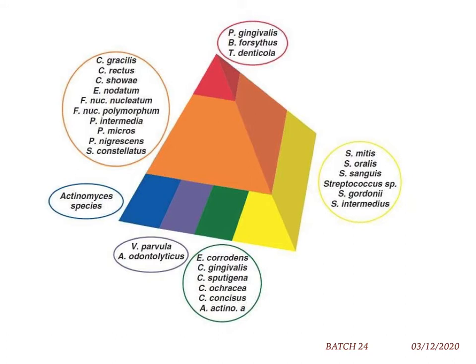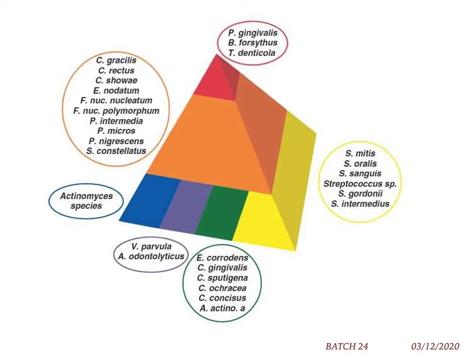Why is it named red complex organisms? Because it takes blood as its food, because these organisms grow with protein. Unlike Streptococcus organisms, which require carbohydrate for growth, these red complex organisms require proteins. So these organisms take proteins from the blood, so only it is named red complex organisms. And most of the time whenever these organisms are present, there will be bleeding on probing.